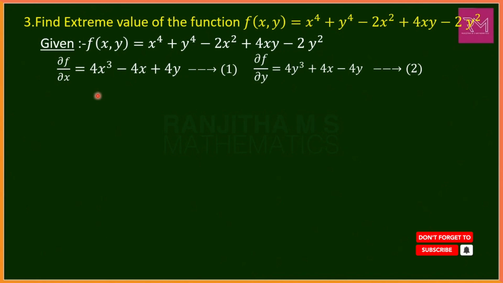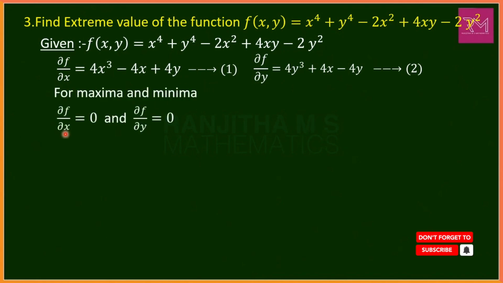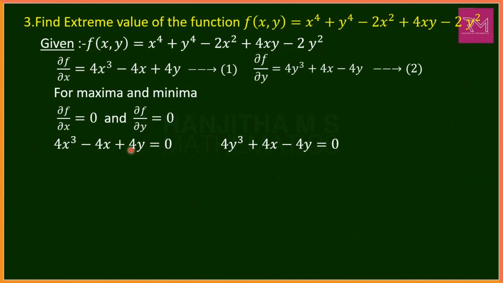After finding del f by del x and del f by del y, to find the maxima and minima values, we have to equate them to 0, that is, 4x cube minus 4x plus 4y is equal to 0, and 4y cube plus 4x minus 4y is equal to 0.